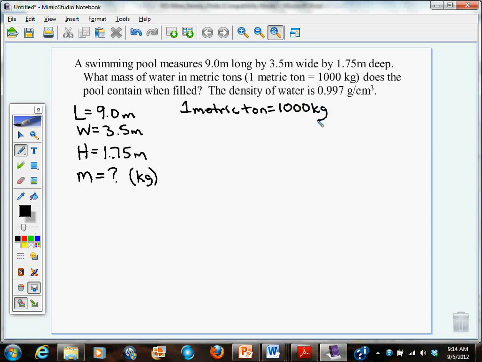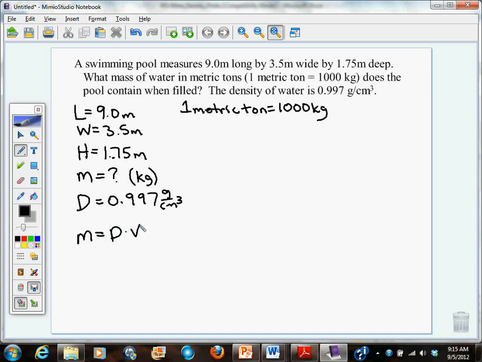All right, so we can do that conversion at the very end because we have this nice thing with an equal sign in it, right? So we can make a conversion fraction. It wants to know what mass of water in metric tons a pool contains when it's filled. The density of water, in this case, is 0.997 grams per centimeter cubed. All right, now we know the equation. We know that mass is going to be equal to density times volume. So the first thing we really need to do is find the volume.